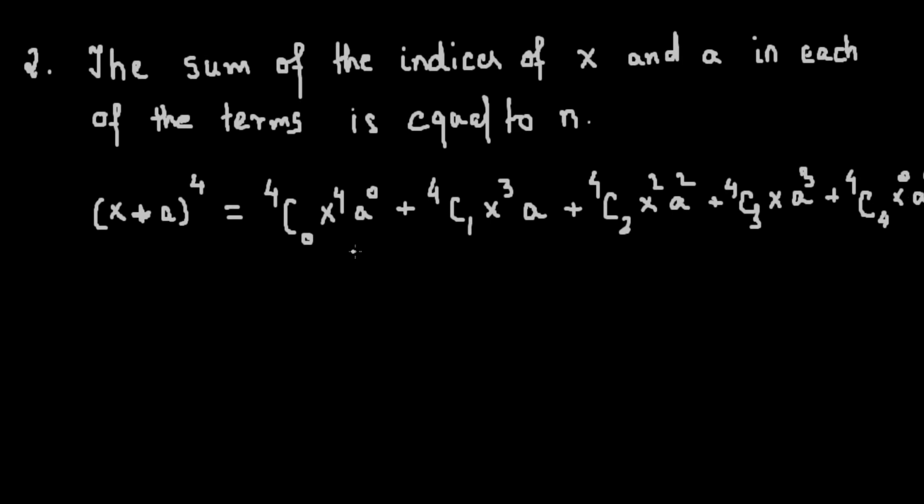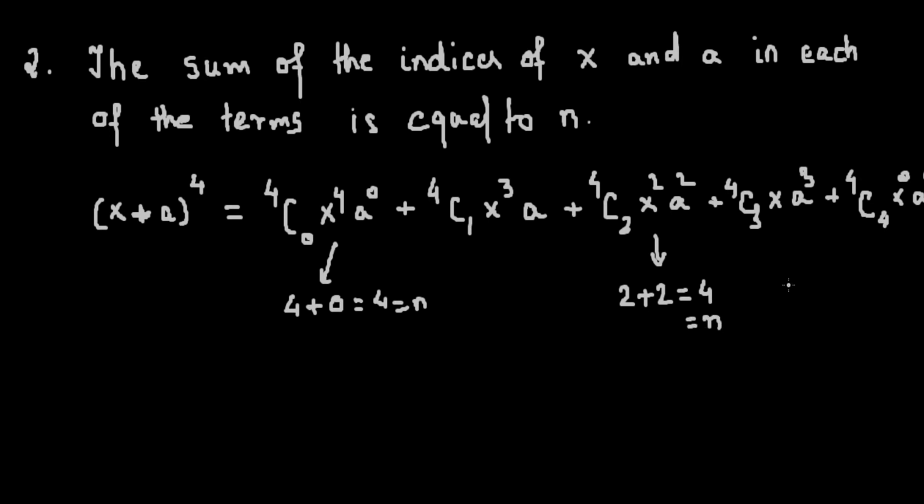If we look at the index of x for the first term, here the index of x is 4 and the index of a is 0. So when we add the indices, what we get is 4. Now this is equal to n. This is true for any of the terms. Let me pick up the third term. In this case, the index of x is 2 and the index of a is 2. So 2 plus 2 is 4, which is equivalent to n.